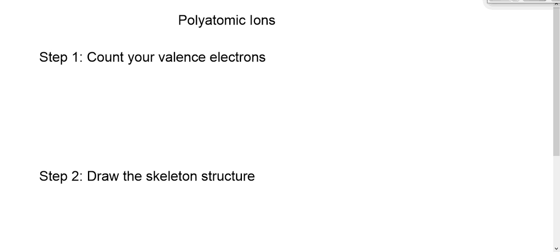So our lesson today was on drawing polyatomic ion structures using the Lewis dot diagrams. And we have our process of several steps to do that. Let's get started. I would like to do phosphate, PO4 minus 3.